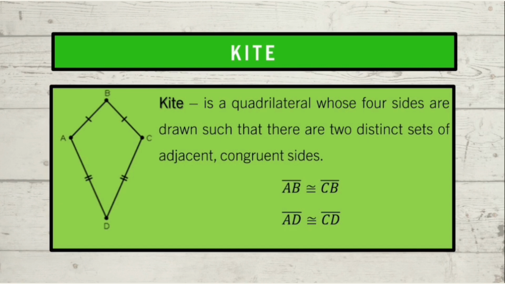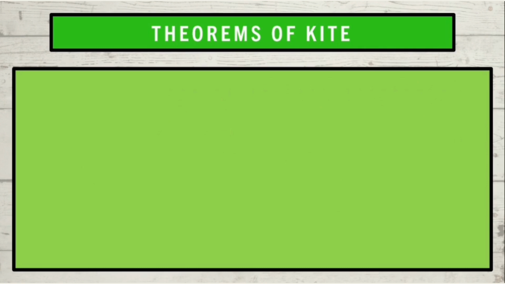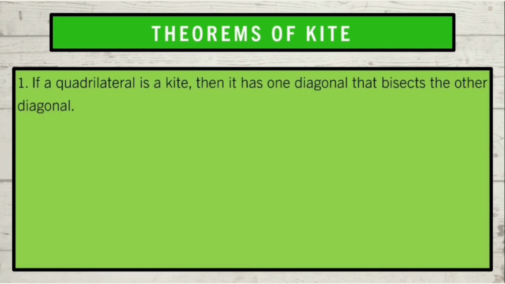Got that? Very good. I hope you're still with me. Now, we are ready to face the challenge to know the theorems of a kite. Come on, let us travel to the world of kites. Let us look at the first theorem of a kite. The first theorem states that if a quadrilateral is a kite, then it has one diagonal that bisects the other diagonal.